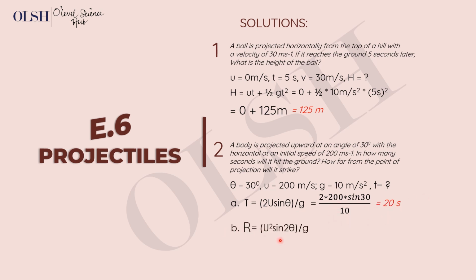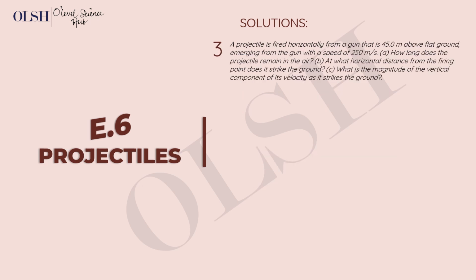We have to find the range, so we use the formula for range, which is u squared sine 2 theta divided by g. So we'll put in the parameters into the equation. So we have 200 squared times sine 2 times 30 divided by 10, and that will give us 3464 meters. So let's look at the third one.